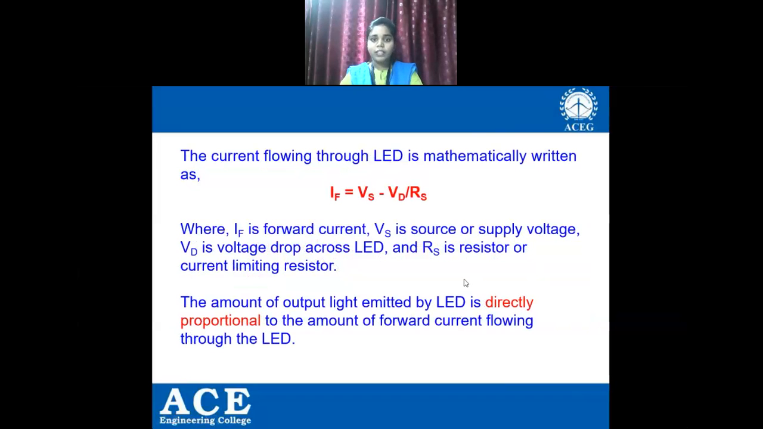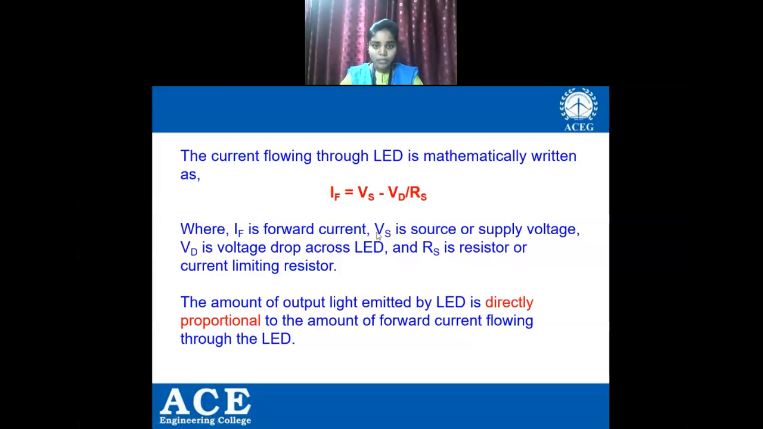Now here we can see the forward current through the LED by this formula. The current flowing through the LED is mathematically written as IF equals Vs minus Vd by Rs. What is Vs here? Source voltage. What is Vd here? Voltage across the diode. What is Rs here? The resistor which we have connected in series.